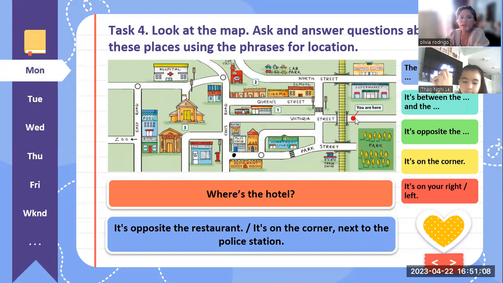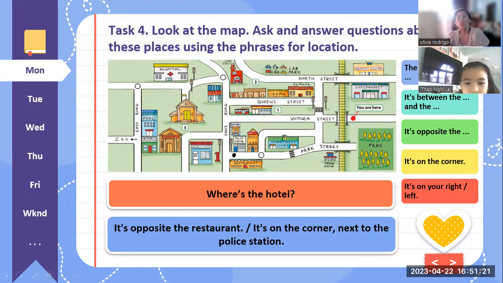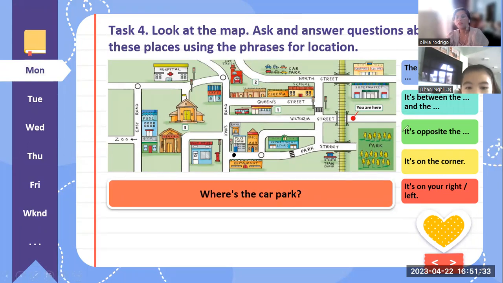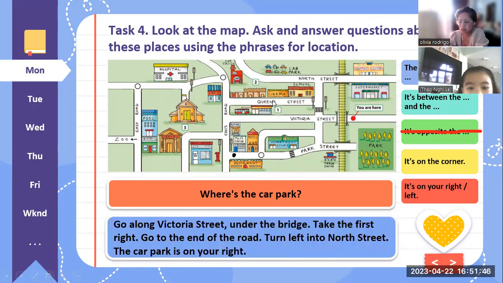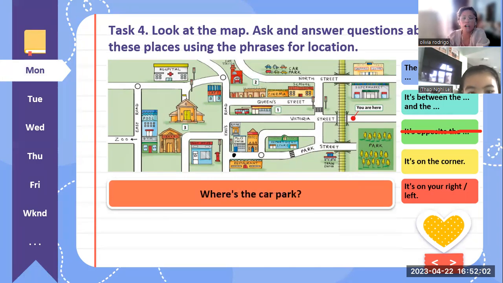Okay, let's move on. Let's try this one. Where is the car park? Show the location. Car park. You write like this. You use these phrases. It's opposite the restaurant. Opposite the school. This one is already taken. You write here. Like this, Nghi, look. Where is the hotel? It's opposite the restaurant. It's on the corner next to the police station. Where is the restaurant? Where is the car park? You locate. Teacher, wait for me please.